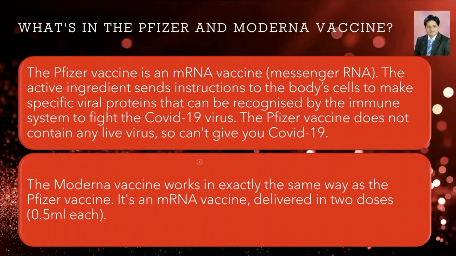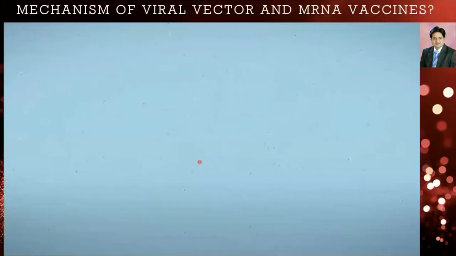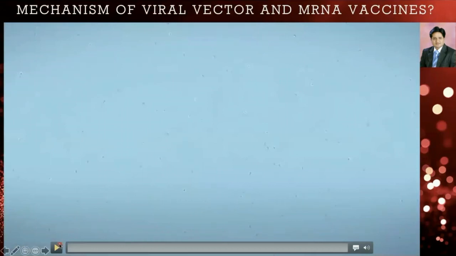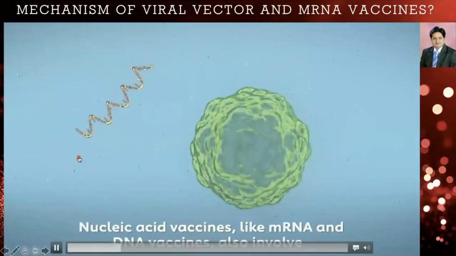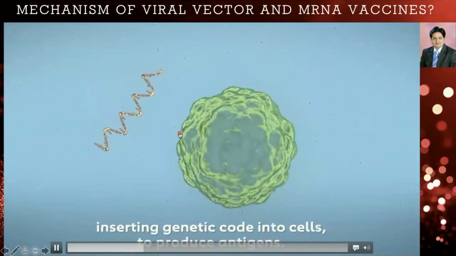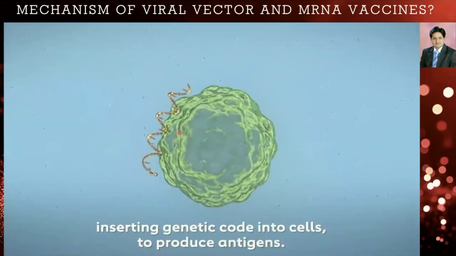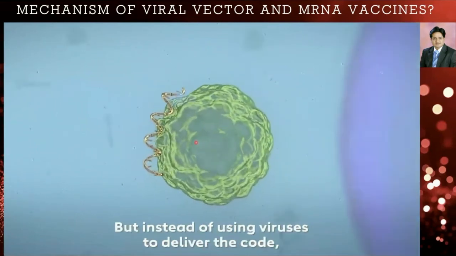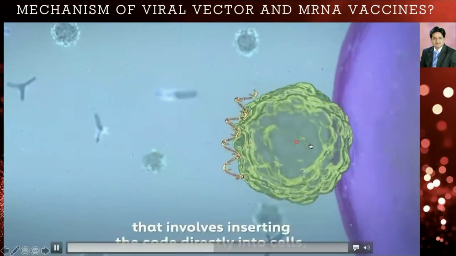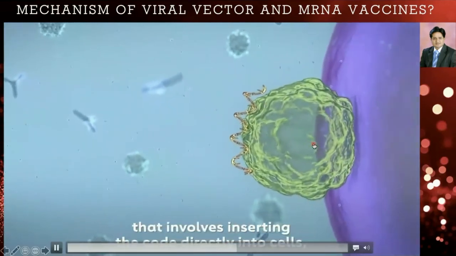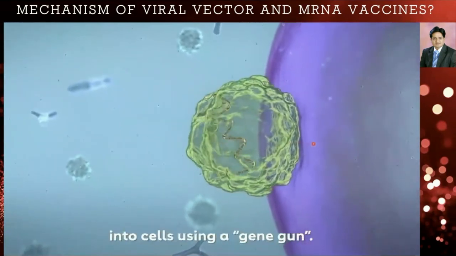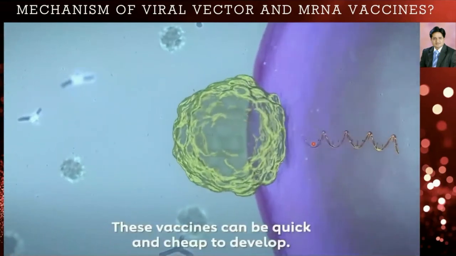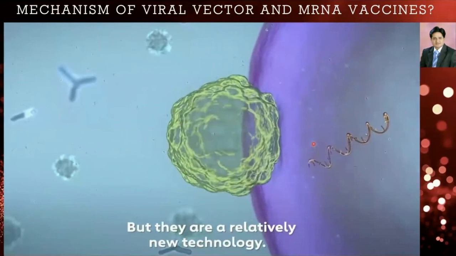So let's have a visual analysis of the mRNA vaccine. Now, mRNA vaccines involve inserting the genetic code into the cells to produce antigens. But instead of using a virus to deliver the code, these vaccines take a more direct approach that involves inserting the code directly into the cells, either by attaching it to a molecule or by forcing it into the cells using a gene gun.